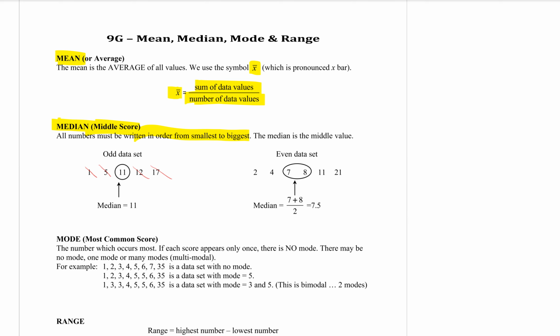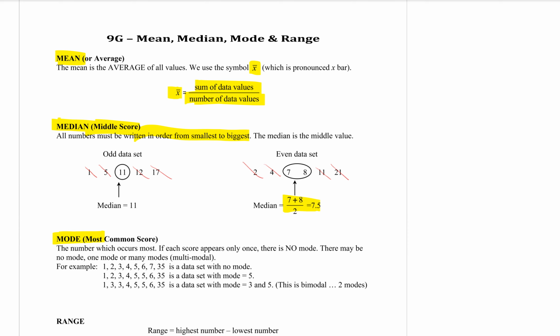Now, if you're crossing off, so cross off beginning, cross off end, cross off beginning, cross off end. If you're crossing off and you go, oh, I've only got 2 left, I can't cross any more off. If there is 2 left in the middle, you have to average them to find the median, which means you add them together, 7 plus 8, and you divide by 2 because there's 2 scores, which means that the median will be 7.5.